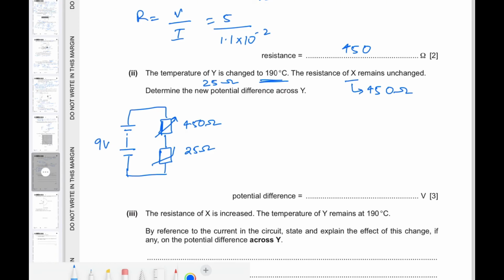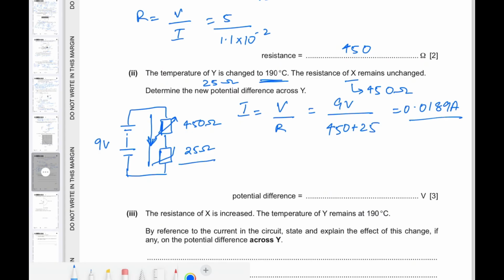Since this is a series circuit, the current through each electrical component will be the same, where current is equal to total potential difference divided by the resistance of the series circuit. That is 9 volt divided by the sum of all electrical components in this circuit, and that is equal to 0.0189 ampere. So this current will be passing through both of these electrical components, and now we know the values of the resistance as well as the current.